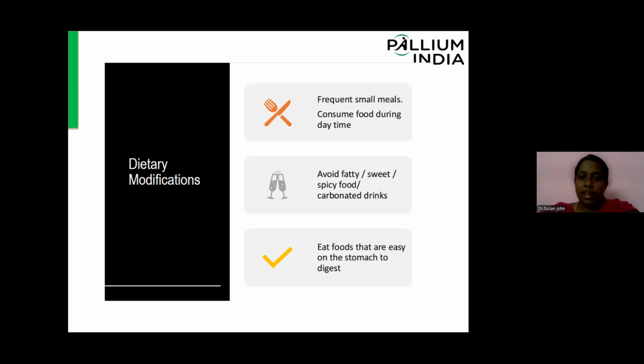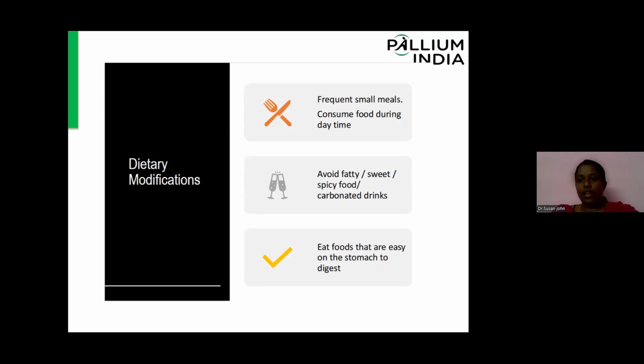And you can avoid fatty food, sweet, spicy, and carbonated drinks, because they can worsen the nausea and vomiting. And eat food that is easy on the stomach to digest, that is semi-solid or liquid consistency. So avoid too much fatty food, and also you have to avoid forceful feeding.